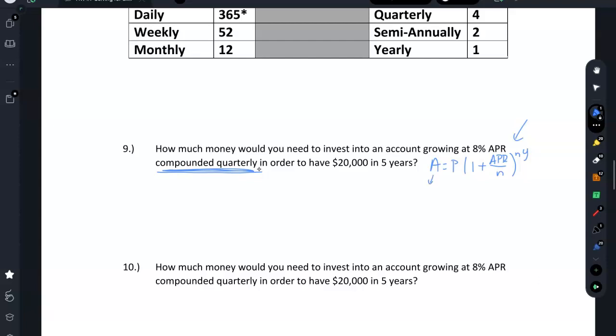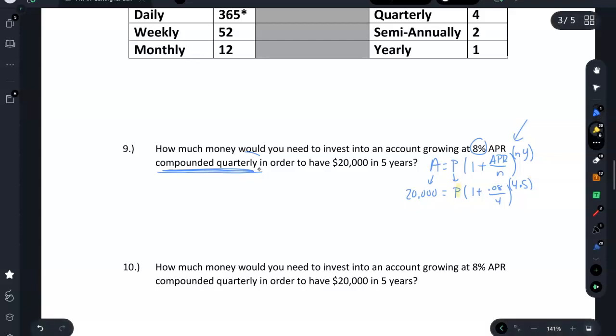So I know what I want. I want to end up with $20,000. I don't know what to invest now, but I do know it's 8%, so 0.08 divided by 4 for quarterly, raised to the 4 times 5, and I did get in the habit of putting that in parentheses when we talked about this earlier. So now our goal is to get P by itself.